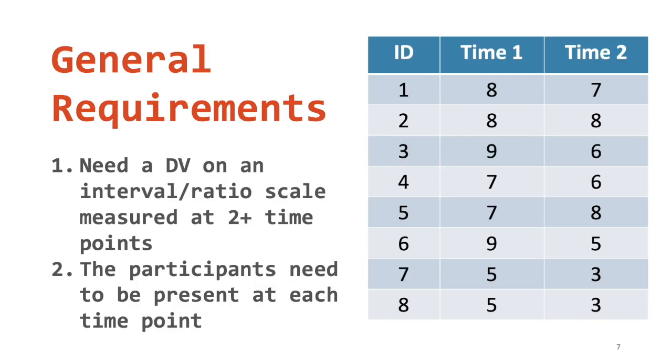So some general requirements: we need a dependent variable on an interval or ratio scale measured at 2 or more time points. And the other requirement is the participants need to be present at each time point. If they miss one time point, they're dropped from the analysis. And that's because we won't have a difference score for them if they're missing any of the time points.